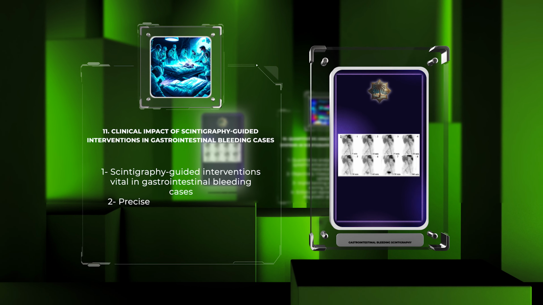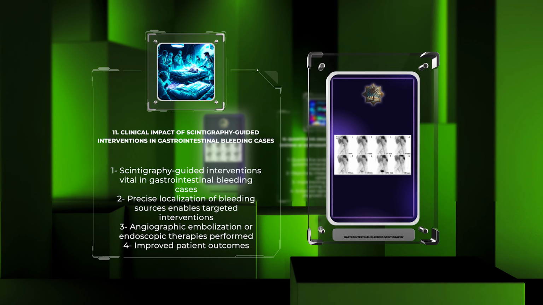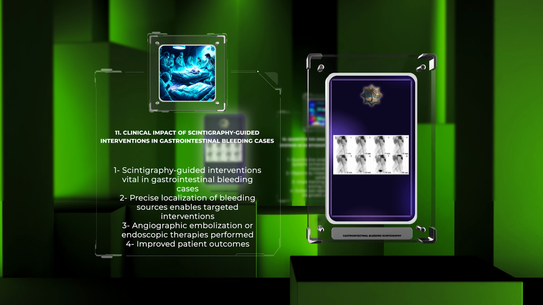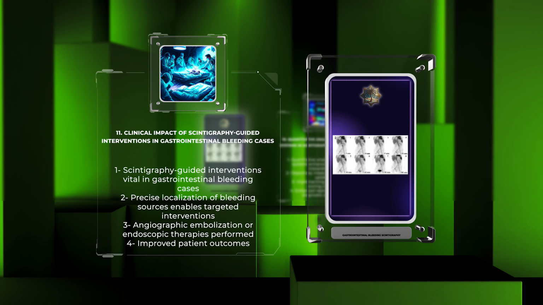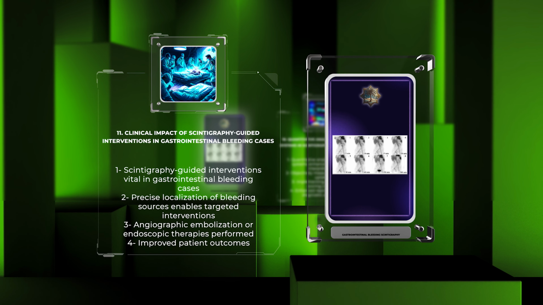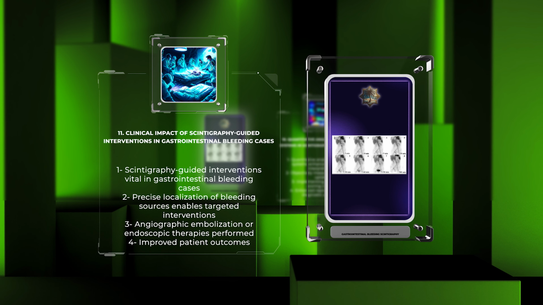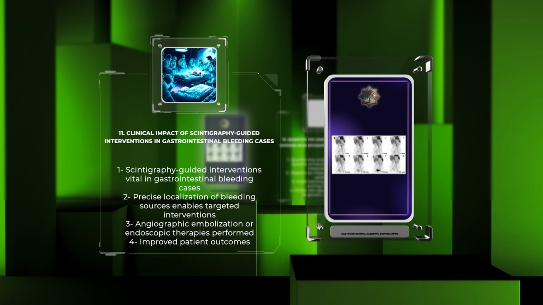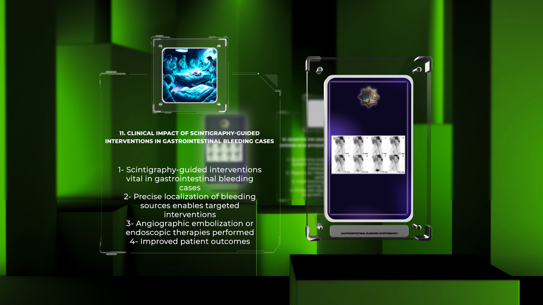Scintigraphy-guided interventions play a vital role in the management of gastrointestinal bleeding cases. By precisely localizing the bleeding sources, scintigraphy enables clinicians to perform targeted interventions, such as angiographic embolization or endoscopic therapies, leading to improved patient outcomes. Scintigraphy-guided interventions contribute significantly to the multidisciplinary approach in managing gastrointestinal bleeding.